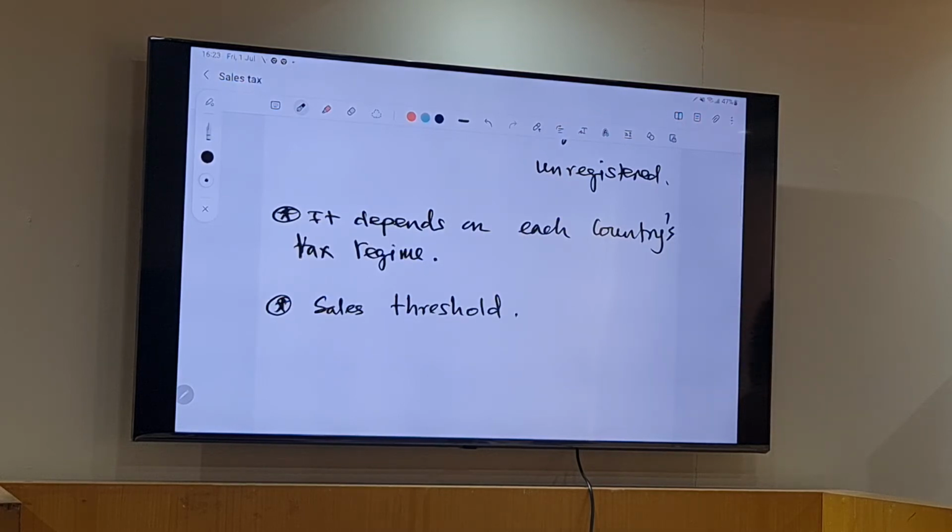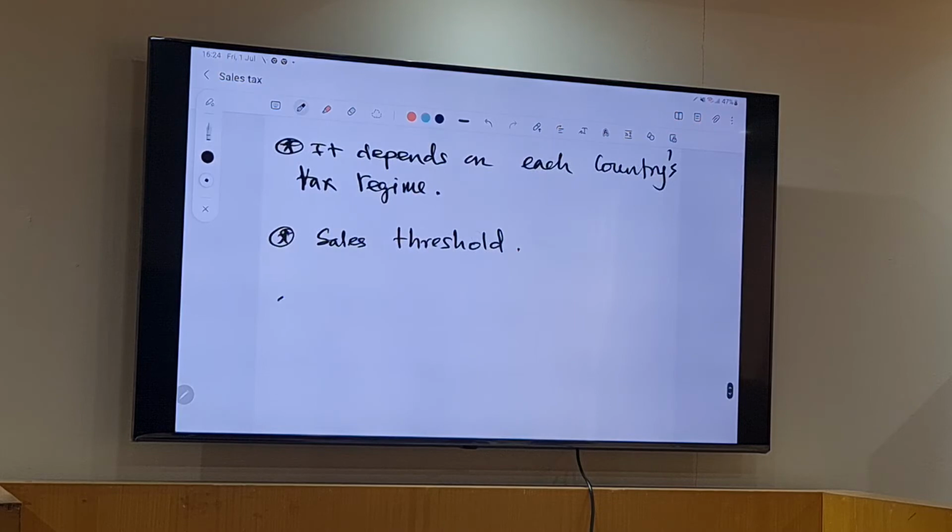Sales threshold. What do you mean by sales threshold? In a year or in a quarter, if my sales exceed, in UK terms, I think it's 50,000 pounds or 500,000 pounds. But don't worry, they will give you that. If you exceed 500,000 pounds a quarter or 2 million a year, then you need to register. In a total of 3 months, if your sales total exceeds 500,000, then you are compelled to register as a registered person. And if your sales are less than the threshold, you don't need to register.